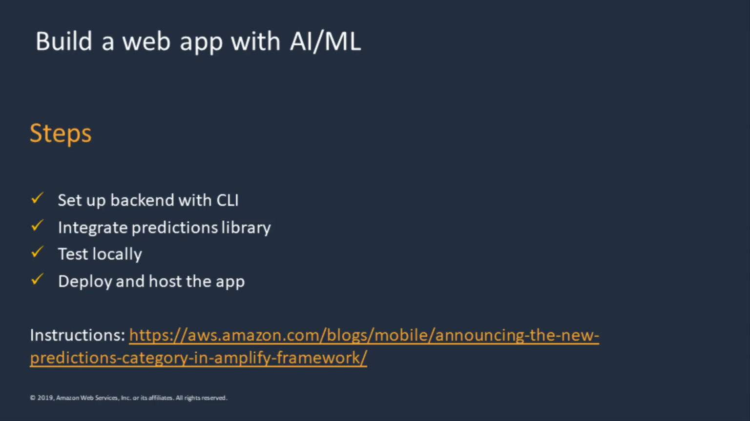Set up the backend using the CLI. We're going to then install the predictions library and integrate it into our front-end code. We're going to test it locally, and then we'll deploy and host the app using S3. And then I'll also show you how to achieve this using the AWS Amplify Console.